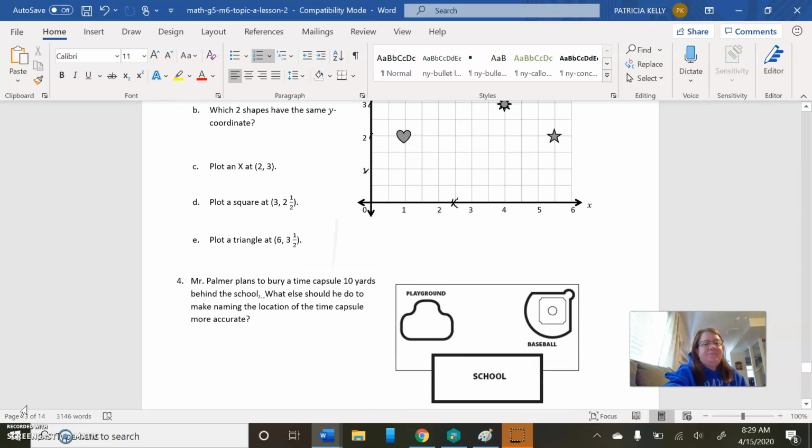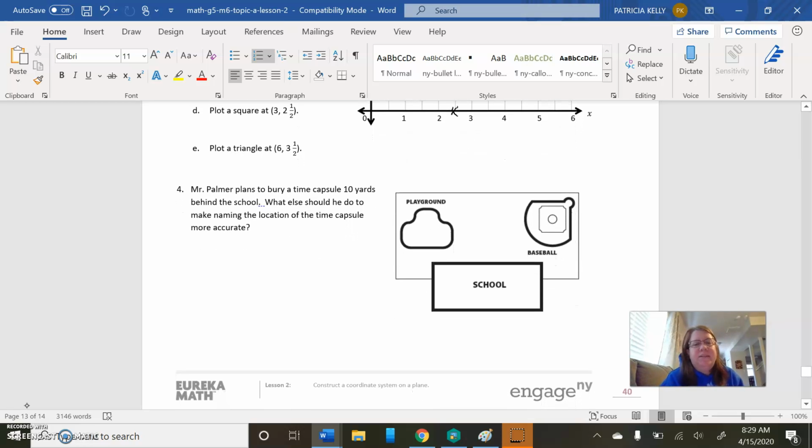All right. So then the bottom part, that's your challenge question for today. Since everything else is easy, I'm not going to do all of this for you. But it says Mr. Palmer plans to bury a time capsule 10 yards behind the school. You know what a time capsule is? You put something in it and then you bury it and you could open it up like 10 years later and just remember what you buried and say, oh, how cool was that way back then, right?